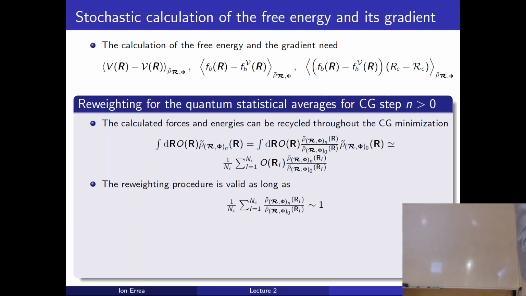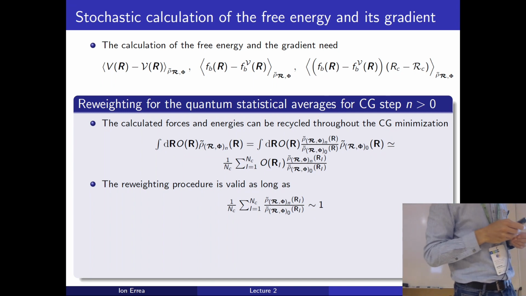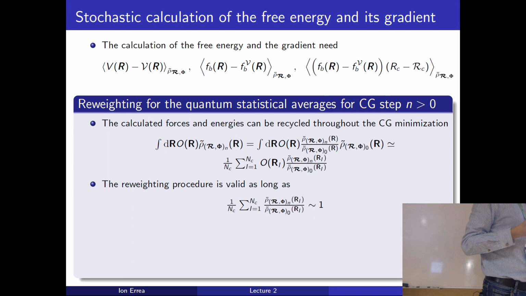So basically, this is like assuming that the configurations that you created could still be described by the distribution function that we have at step n of the conjugate gradient minimization. So we don't need to recalculate the forces and the energies for these at every single step in the minimization. I don't know if this is clear or not, okay? In principle, if the sampling was infinite, this would be okay. But we don't have an infinite sampling of configurations, so therefore, this is not exact, so this is an approximation.